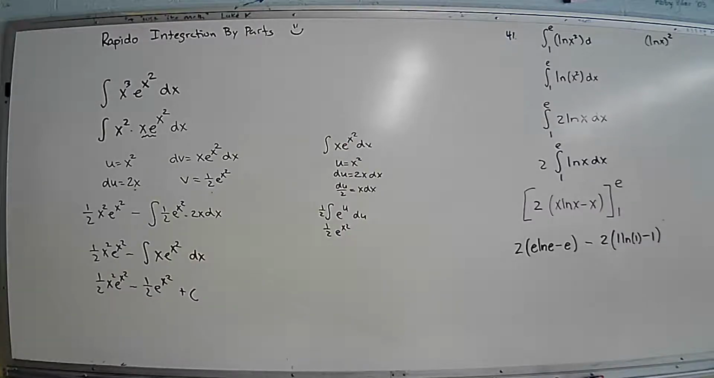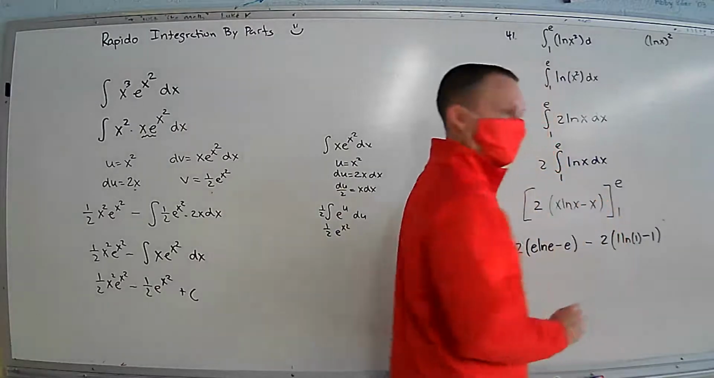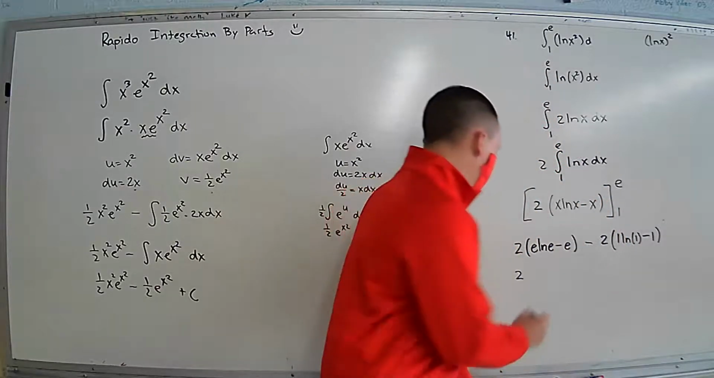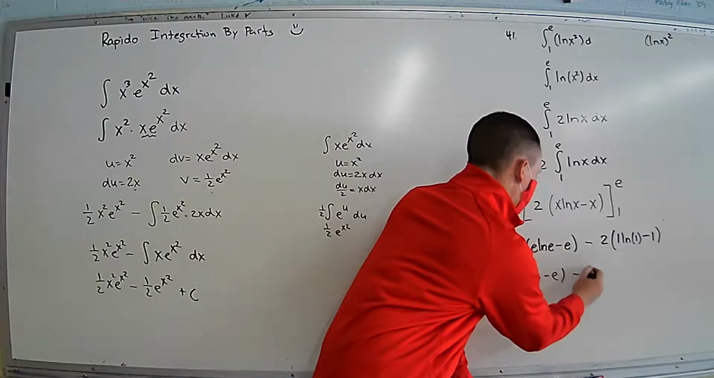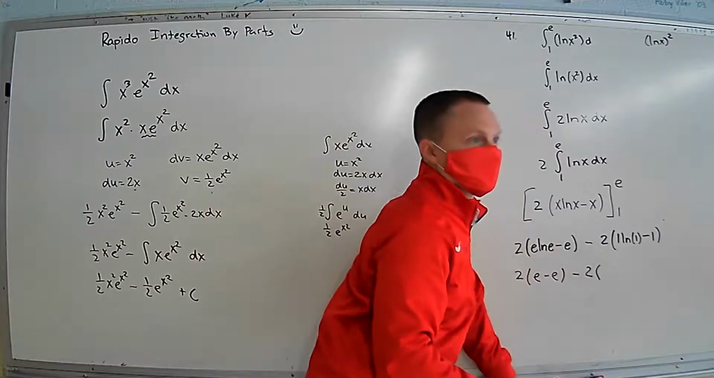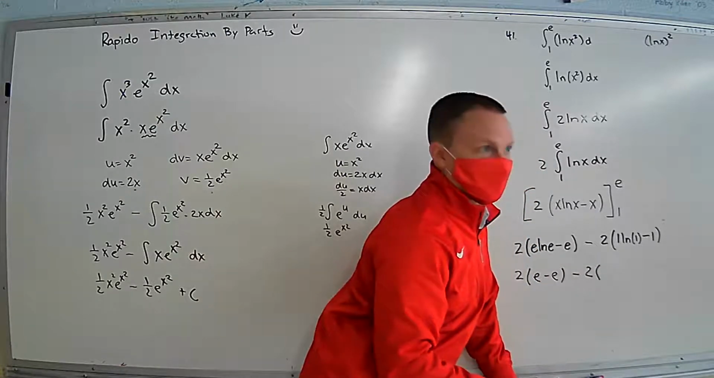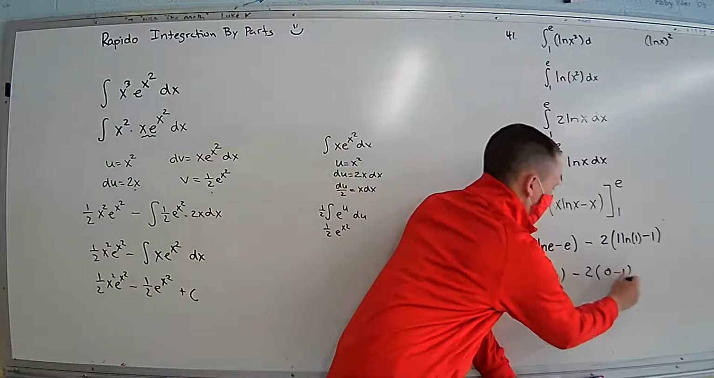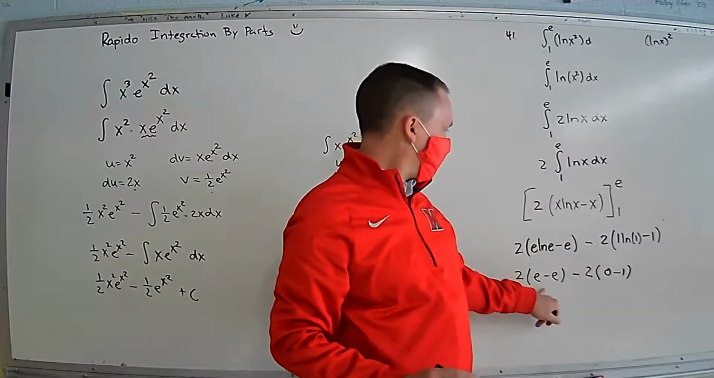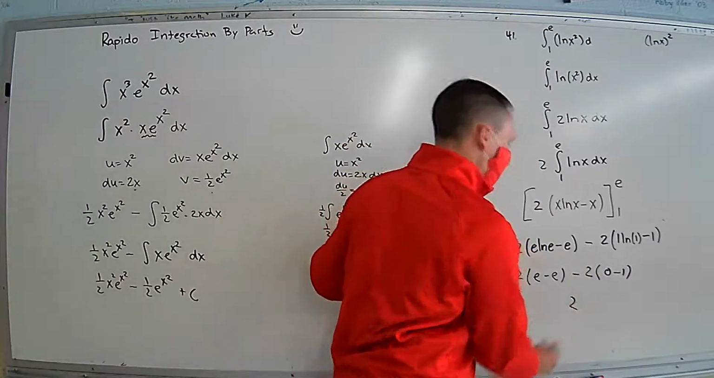A third of you want to leave it like that because you're afraid to simplify that. Which just makes me sad. What's the natural log of e? 1. So that's going to be e times 1, which is e, minus e. What's the natural log of 1? Try again. 0. So 2 times 0 minus 2 times negative 1, or 2.